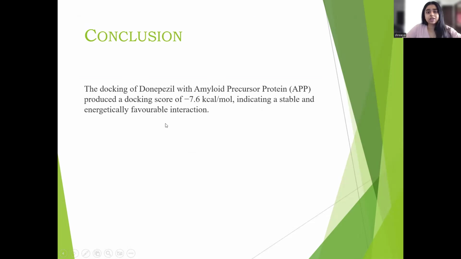Moving on, this was the end of my project, and in conclusion, I found out that Donepezil and the protein have a great interaction, and that this drug can be used for the treatment of Alzheimer's, as it is being used. In silico, I found out that the docking score of -7.6 indicates a stable and energetically favorable interaction.